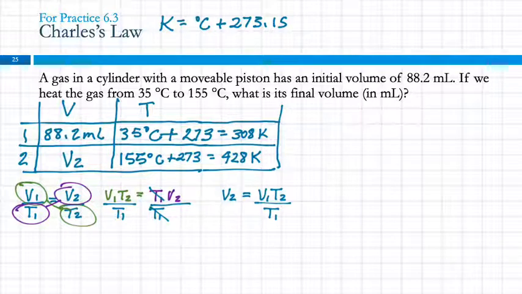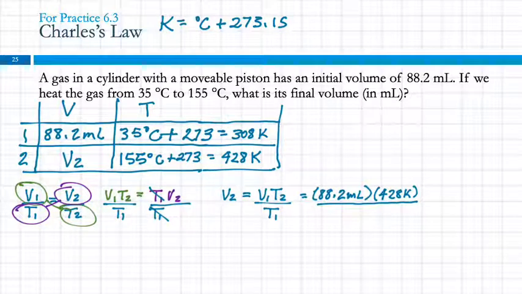If you're a little iffy on your algebra, you should also write out how you rearranged it so you can go back and check. So I'm going to pick these numbers out of my table, being careful to pick the correct numbers. V1 is 88.2 milliliters. You always want to include the units. T2 is 428 Kelvin. And in the denominator, I have T1, which is 308 Kelvin. The Kelvin units cancel out.